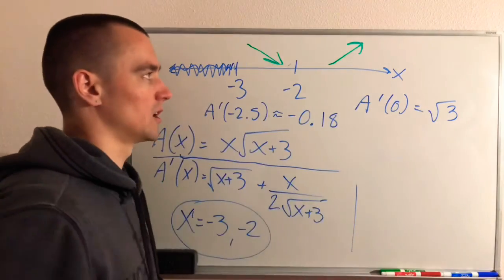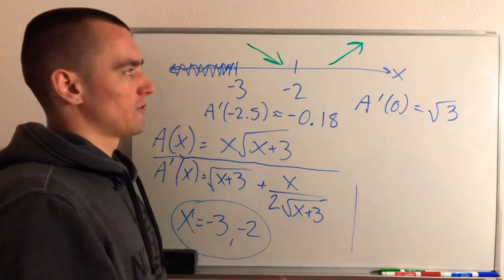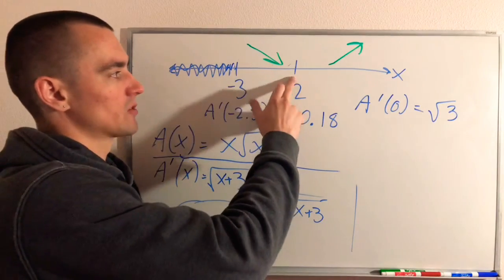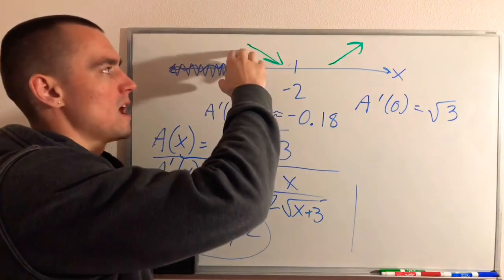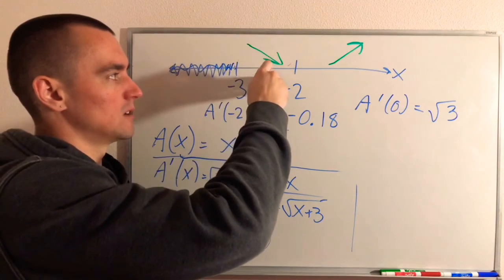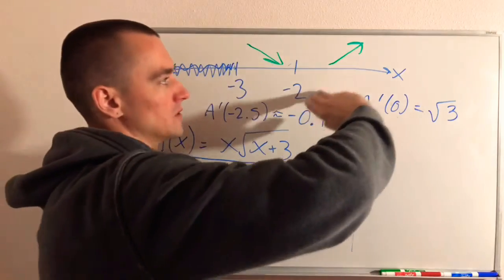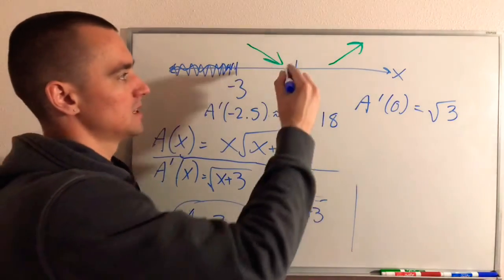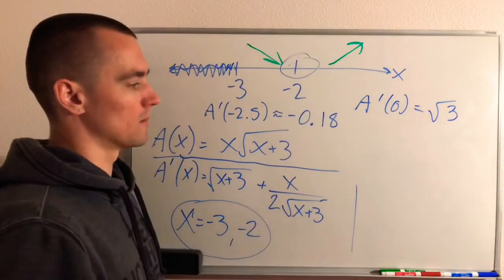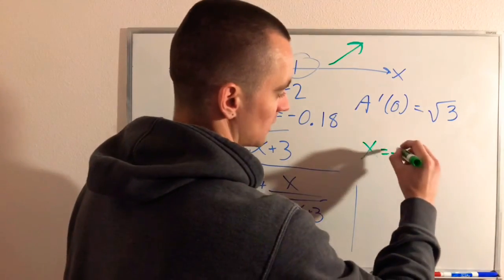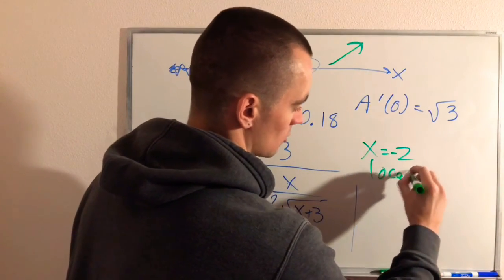to positive infinity. So by the first derivative test, since we have this critical number here where f prime is negative, or the slope of f is negative to the left, and the slope of f is positive to the right, this would be a local minimum. So x equals -2 is a local minimum.